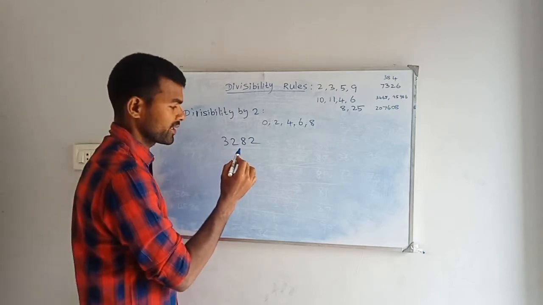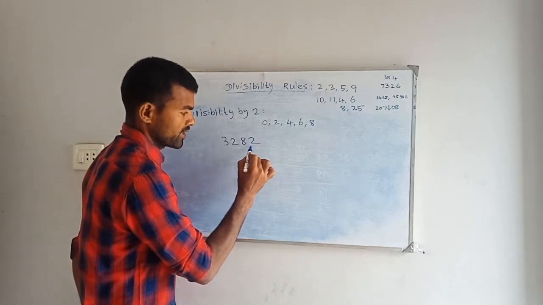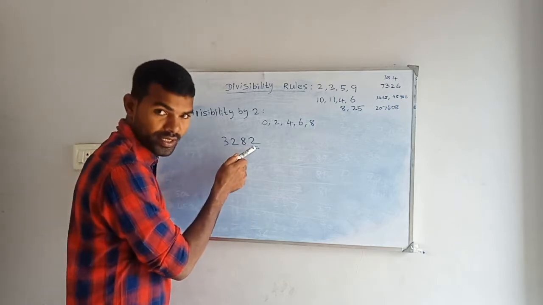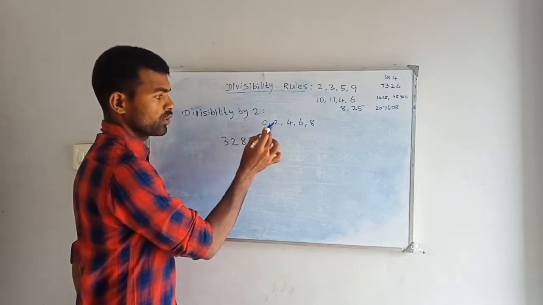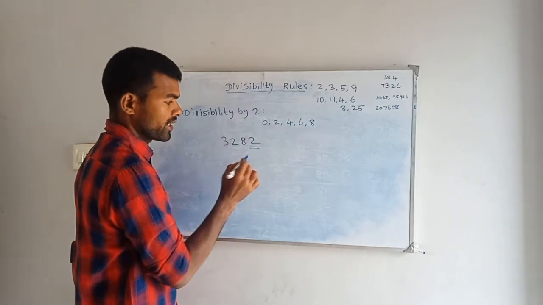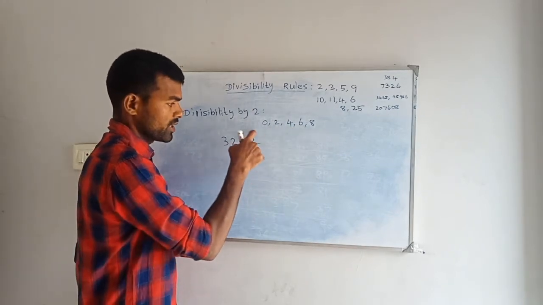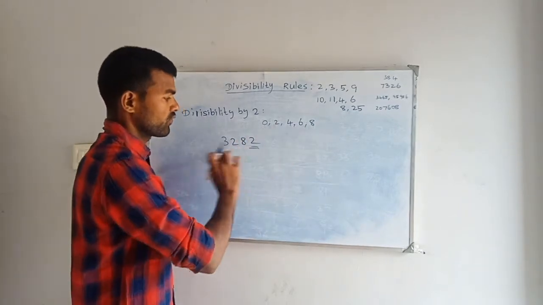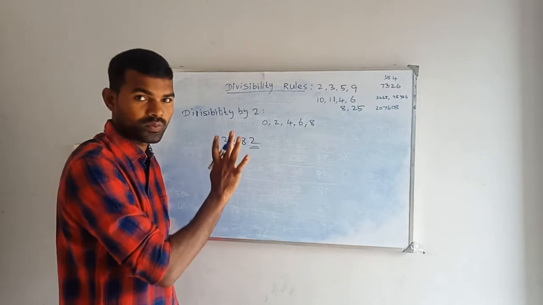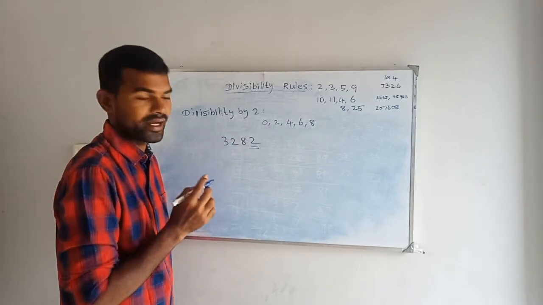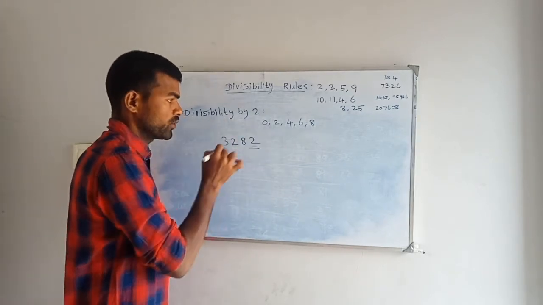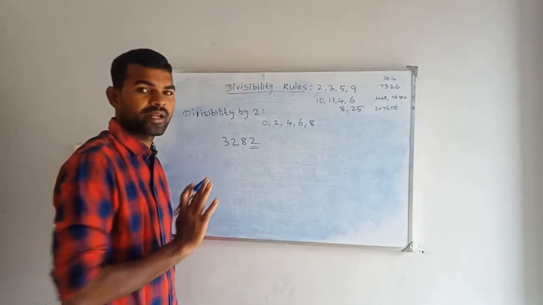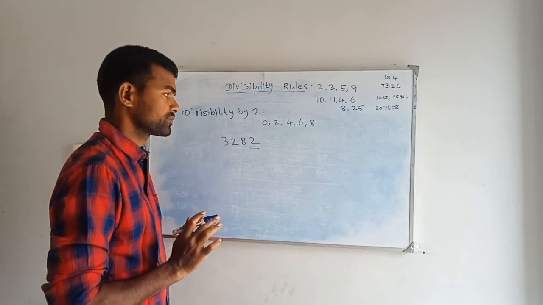We can see it here. What is the units digit here? 2. So if the units digit ends in 0, 2, 4, 6, 8, the full number can be divided by 2. So there is no need to divide this number by 2 and check it. By seeing it, we can identify that this number can be divided by 2.